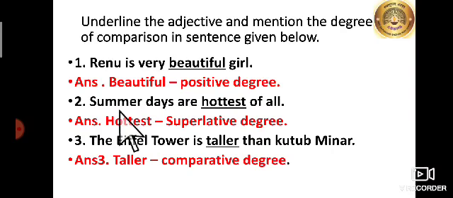Second sentence: summer days are hottest of all. Summer days are compared with all the seasons and all the days. So of course you have to underline hottest, and hottest becomes superlative degree. Third sentence: the Eiffel Tower is taller than Qutub Minar. Now the Eiffel Tower and Qutub Minar are compared. Both of them are compared with each other. Therefore, taller is comparative degree. And why is hottest superlative degree? Because hottest is compared with all the other days and all the other seasons. Therefore, this becomes superlative degree.